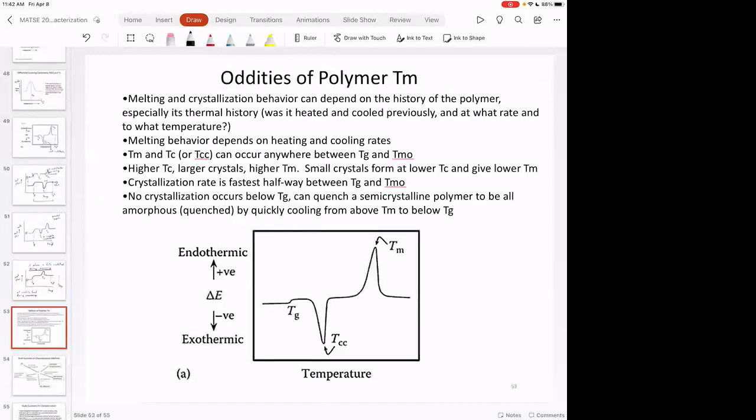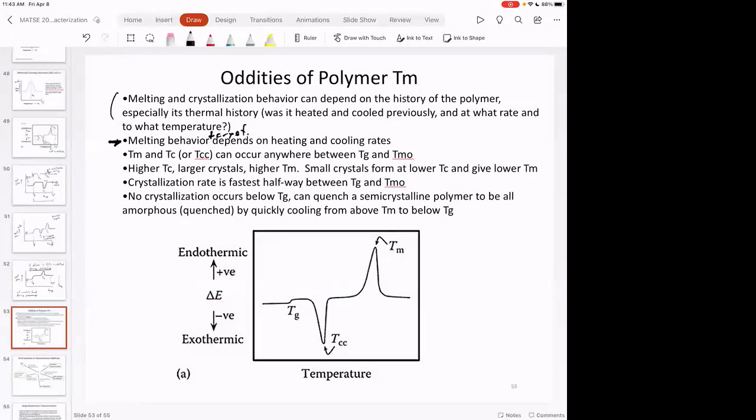So some oddities of TM, and these are just bullet points that you can remember. Melting and crystallization temperatures depend on the thermal history of the polymer. How was it heated? How was it cooled? It turns out if that polymer was stretched, that can affect the crystallization as well. So there's all sorts of processing things that have to do with crystallization that you'll learn about in the future. Melting behavior depends on heating and cooling rates, and let's say melting and crystallization. So it's all rate dependent.